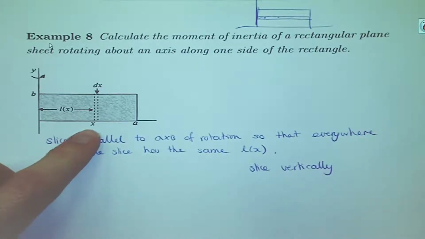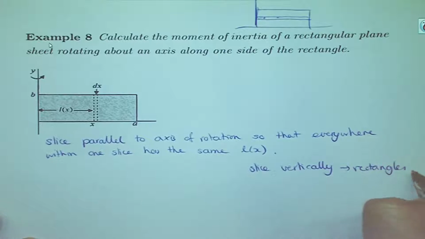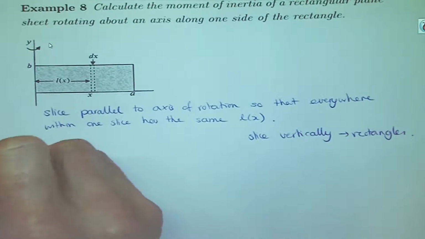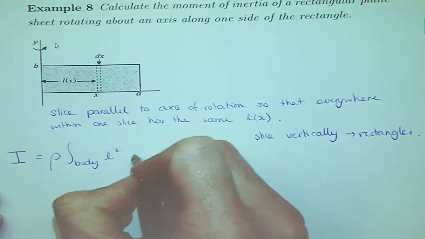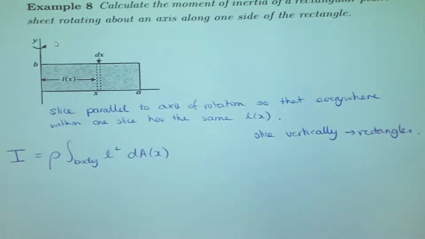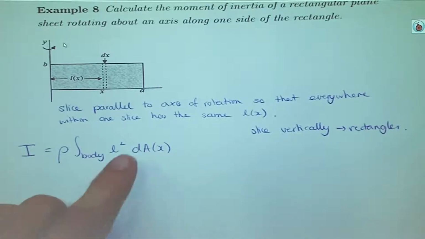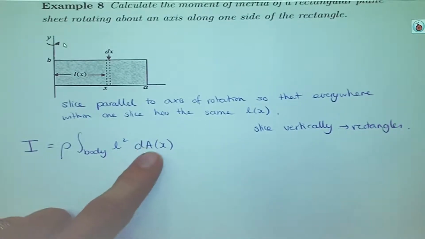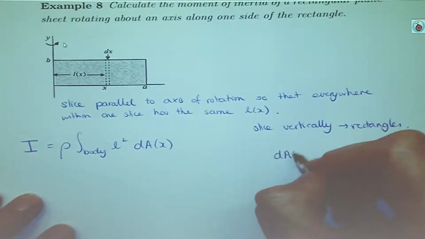Okay, when we slice it vertically, these little slices are going to be rectangles. Okay, so rectangles, they're pretty easy to deal with. I equals rho, and it's flat, so we're going to use the areal density, although I haven't given a subscript A, the areal density, and we're going to sum up the little areas. Okay, so to make this integral something we can do, we need to figure out what this A is, dA, and what this L is. Okay, so that's what we're going to do on the side here.